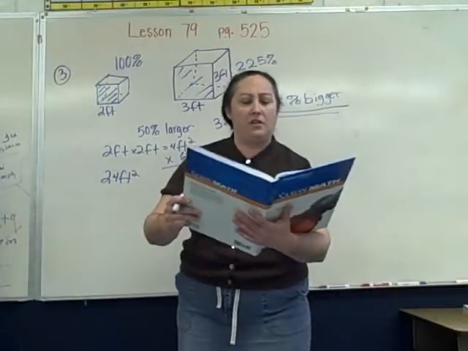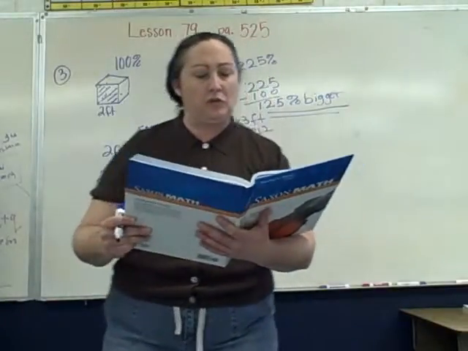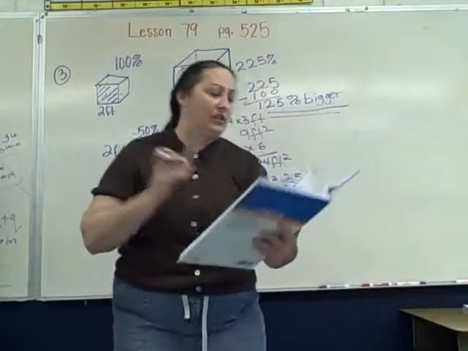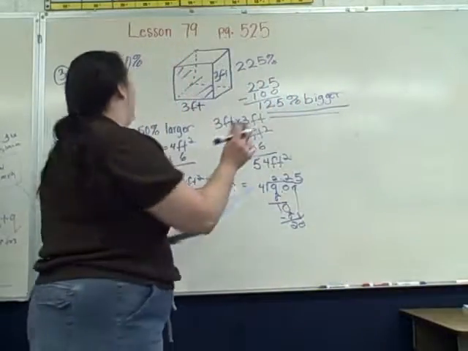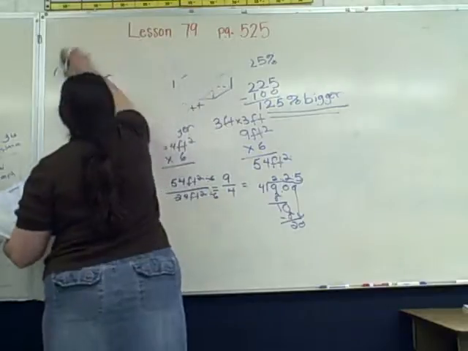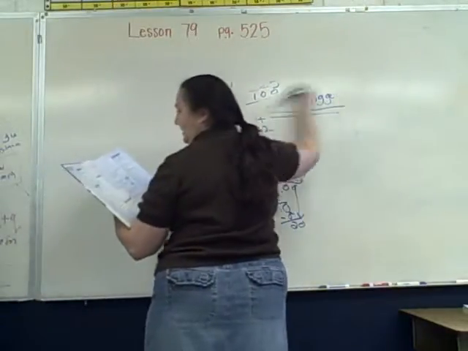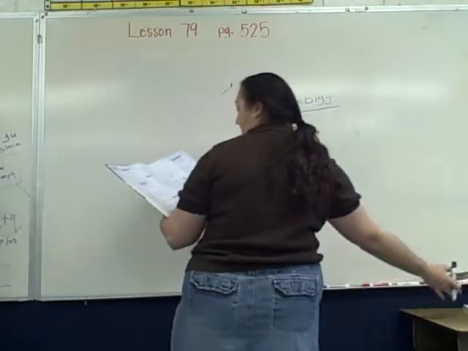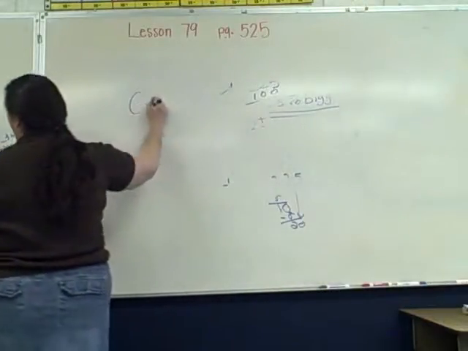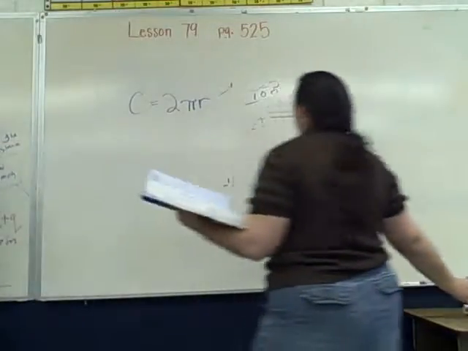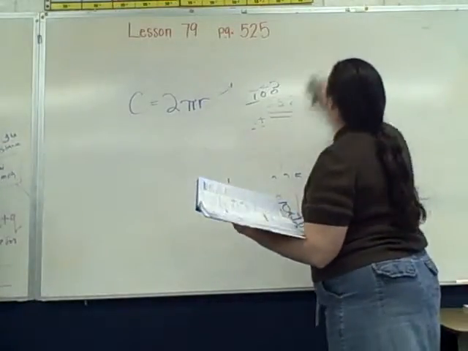Number 4 starts us off with the circumference equals 2 times pi times radius. And it's asking us to solve for the radius. So circumference equals 2 times pi times r. And they want us to get r by itself.